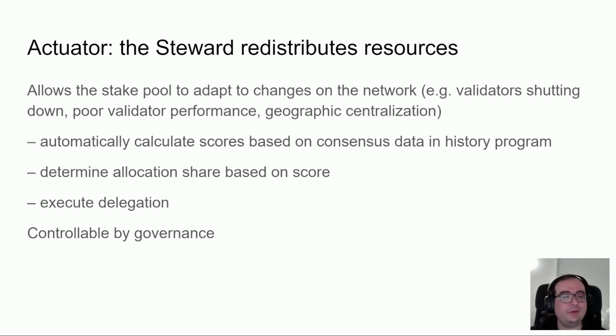You don't rely on a team to do their operations. What kind of data can be used? For instance, you can check the validator performance, their uptime, you can check geographic centralization. You will have a way to assign a score to different validators based on the data in history program, and then the Steward program will allocate the stake based on the score. Nice. And also, of course, there will be ways for governance to decide which strategy we want to use, tune some parameters. All of this is possible.